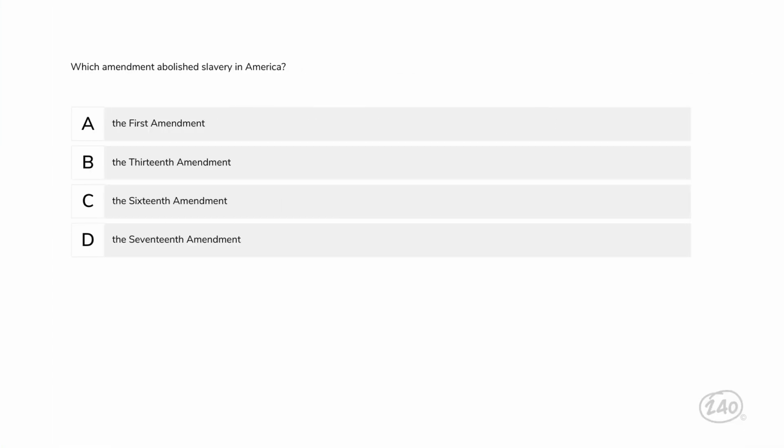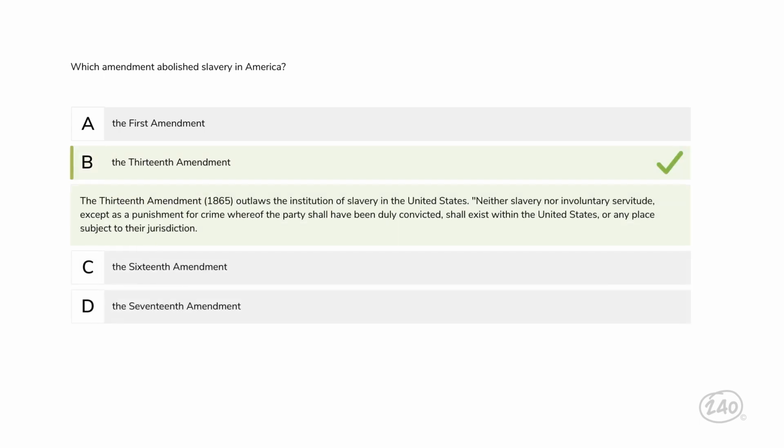All right, our government category is up next. Which amendment abolished slavery in America? The 1st, 13th, 16th, or the 17th? The correct answer is B. The 13th Amendment, passed in 1865, outlaws the institution of slavery in the United States. It states, neither slavery nor involuntary servitude, except as a punishment for crime whereof the party shall have been duly convicted, shall exist within the United States or any place subject to their jurisdiction.